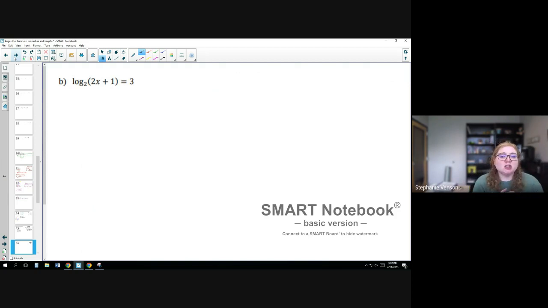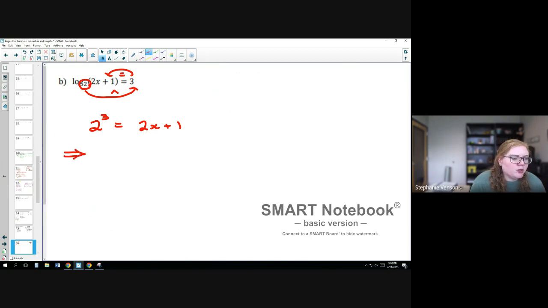So same situation. We still have type 1, where we have a log on the left-hand side and a number on the right-hand side. So we know that we proceed by rewriting it as an exponential and solving. So we'll use our little circle trick to rewrite it as an exponential. 2 raised to what's on the other side of the equal sign, set equal to what's inside. So that's 2 raised to the third power, set equal to 2x plus 1. Okay, well, we know that that's the same thing as 2x plus 1 is equal to 8. 2 to the third is 8.